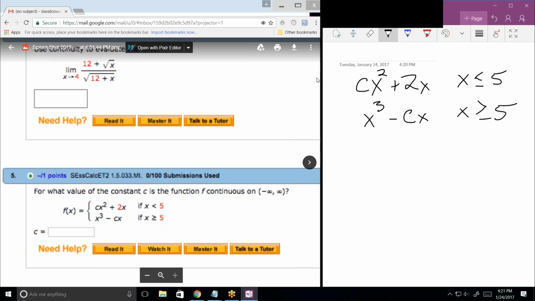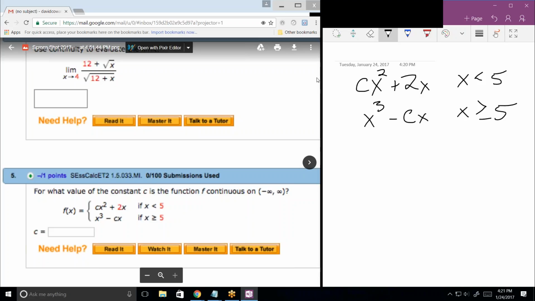It'd have to be less than or equal to 5. No, both functions would have to be the same at 5. I'm sorry, I wrote that wrong, but it doesn't matter. I thought it was a little odd that they were both greater than or less than or equal, and they weren't.